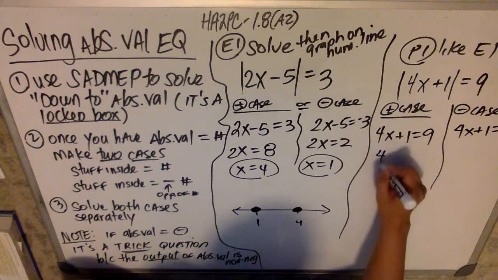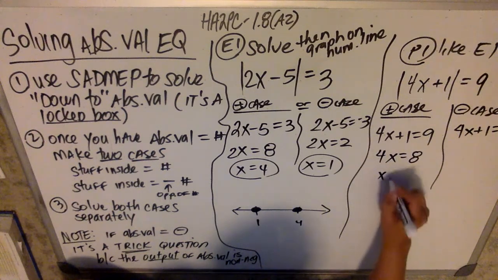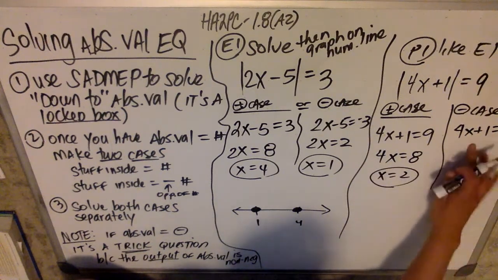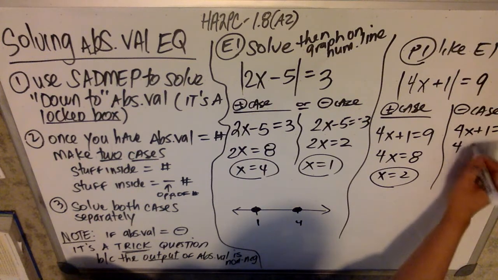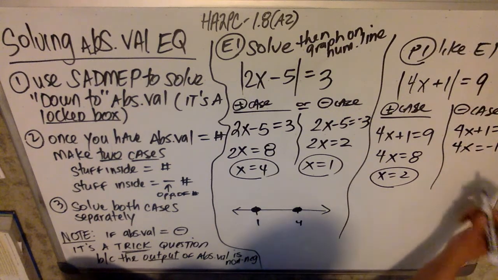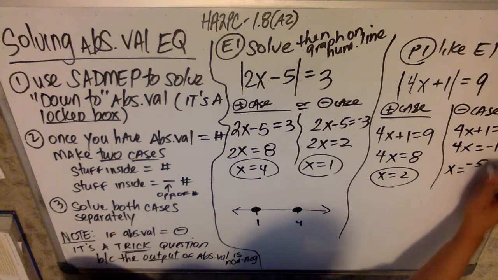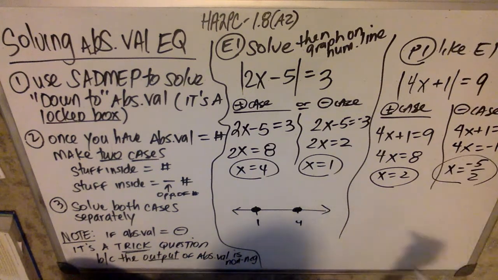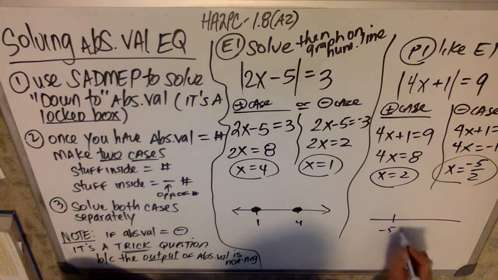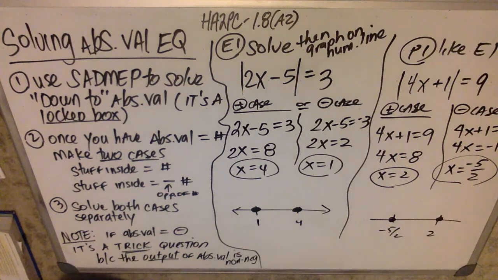I'm going to subtract the 1, so I'm going to get 4x equals 8, and I'm going to divide by 4 and get x is 2, so that's one of my answers. Over here, I'm going to subtract the 1 and get 4x equals negative 10. When I divide by 4, I'm going to get that either x is negative 5 halves or negative 2.5, whichever one you prefer. And when I graph them on my number line, it's just going to be a dot at each of these because it's not an inequality, it's literally just two answers, and that's it.